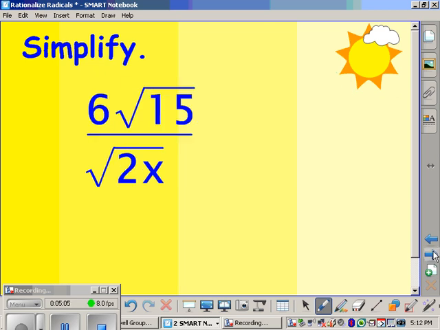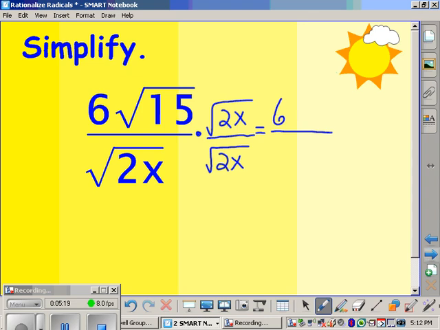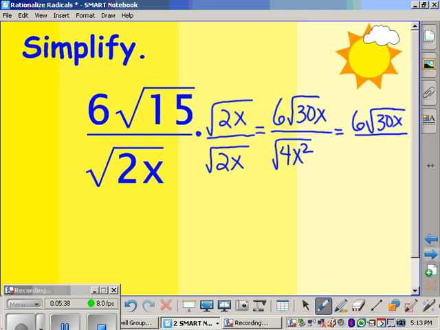Here's another similar problem. So we will begin by creating a fraction using our denominator so that it divides to equal 1. Multiplying the numerator, we can bring the 6 over and multiply what's under the radicals, so 15 times 2x, and get 30x. In the denominator, when we multiply 2x and 2x, we get 4x squared. From here, we have 6 radical 30x over 2x once we take the square root of 4x squared.